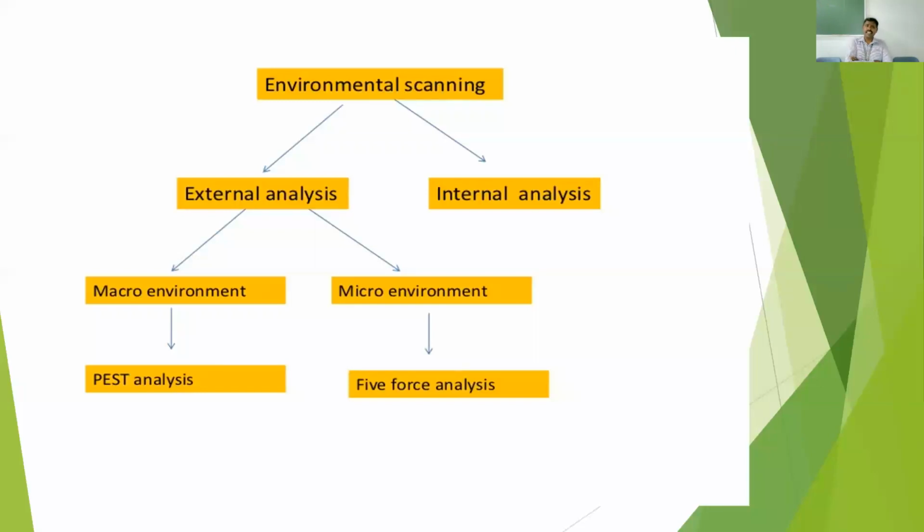Now, under the external analysis, macro environment and micro environment. So far we discussed the other components of the marketing environment, micro as well as macro environment. Same thing only here. In the macro environment, there is an analysis called PEST analysis. That is political, economic, social, and technological analysis. In the same way, under the micro environment there is the 5 force analysis. Okay, so we will see one by one.